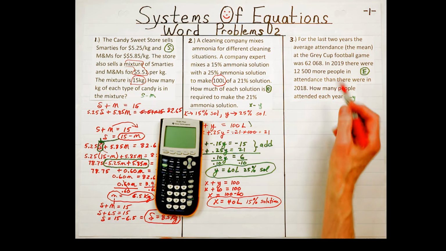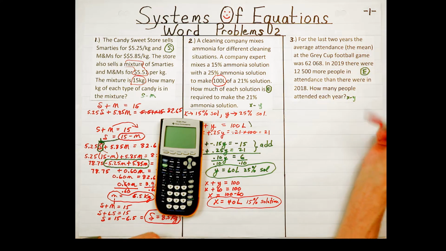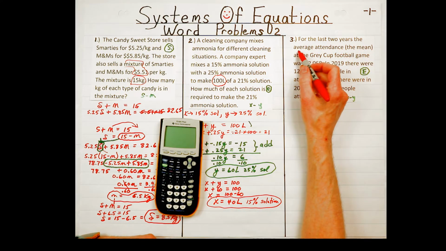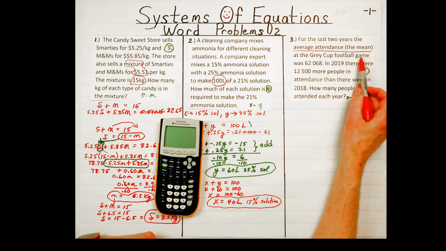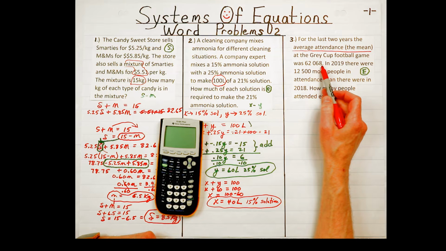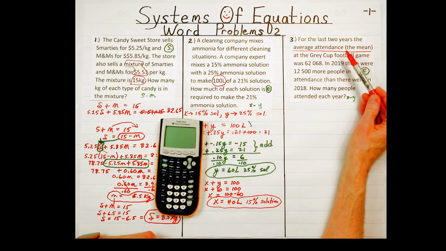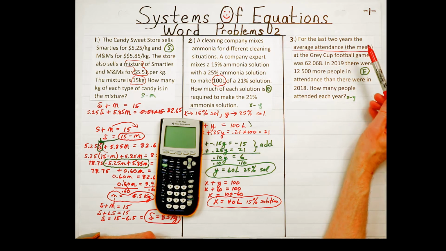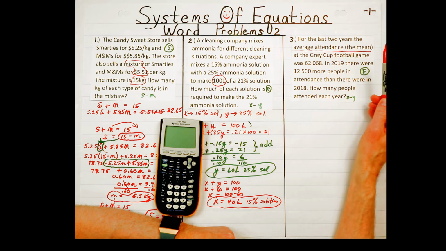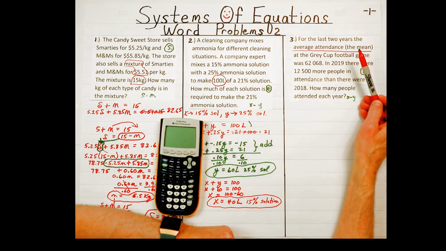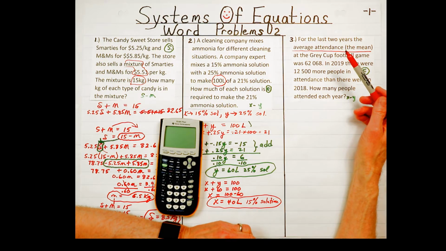All right, number 3. For the last 2 years, the average attendance, or the mean, at the Grey Cup football game was 62,068 people. Okay. Some of you may be intimidated by this, the average attendance or the mean. Now this is something you did for a number of years.